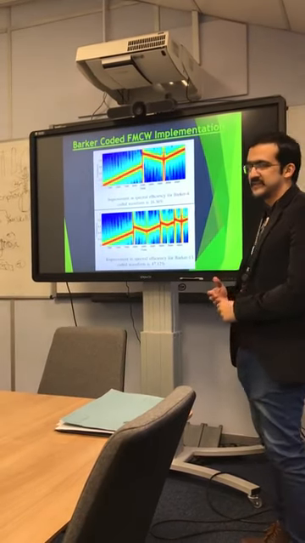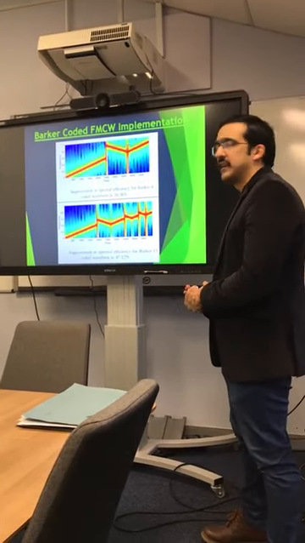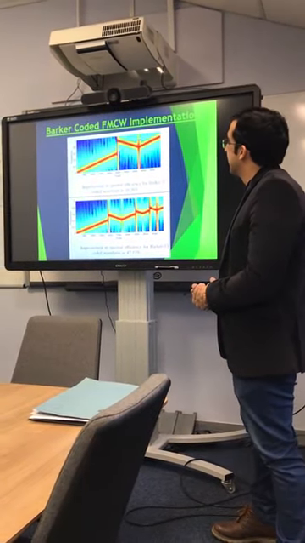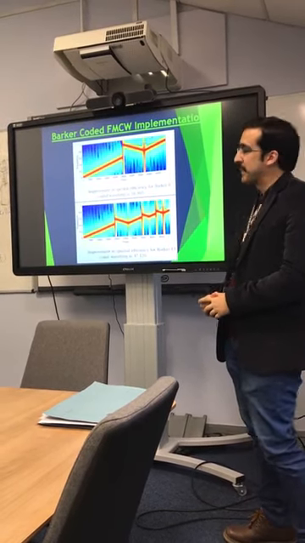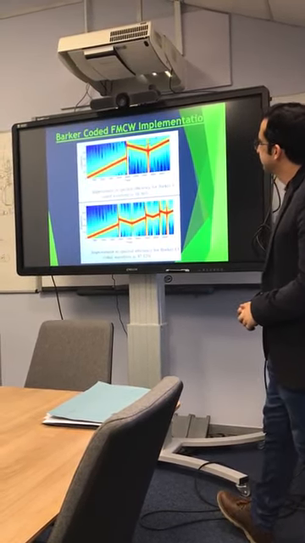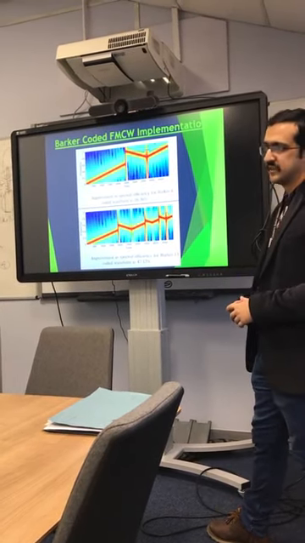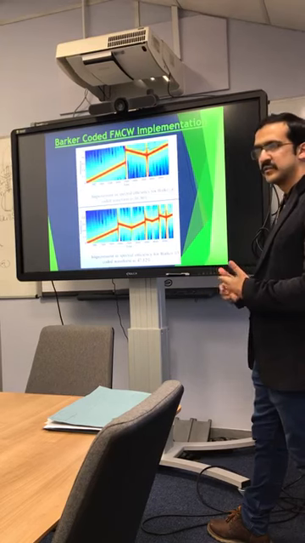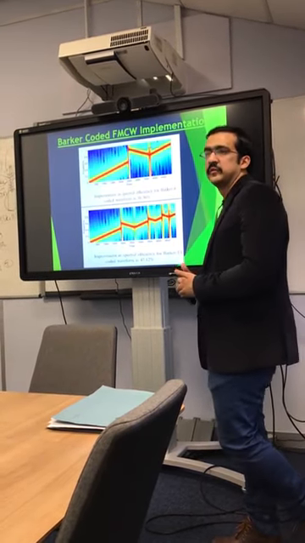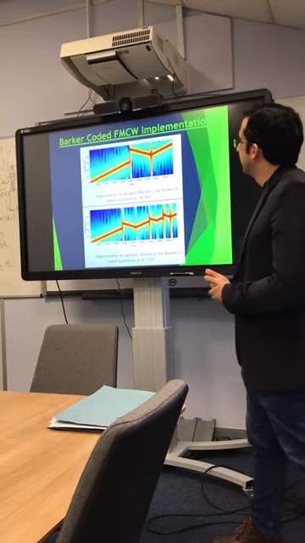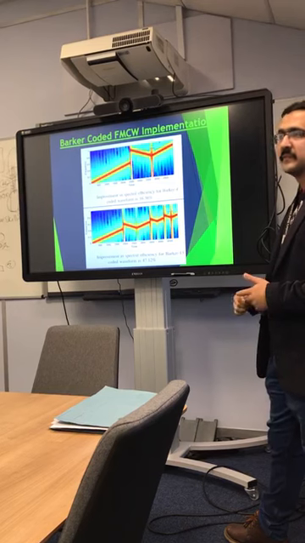As I said, I have 2 papers that are under review. I will talk about one of them that has recently been submitted to a journal. The barcode coded FMCW implementation. In this paper, basically, we have tried to show that using the barcode codes as a pattern of slope, they can be used for the compression of the bandwidth.